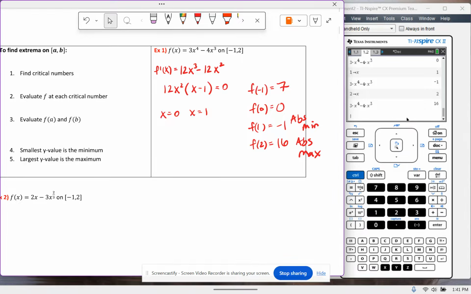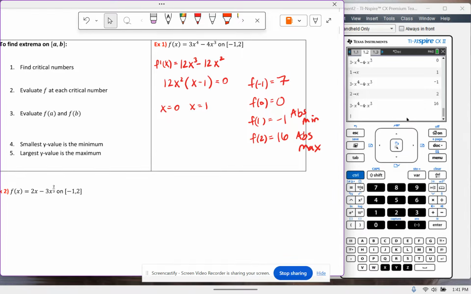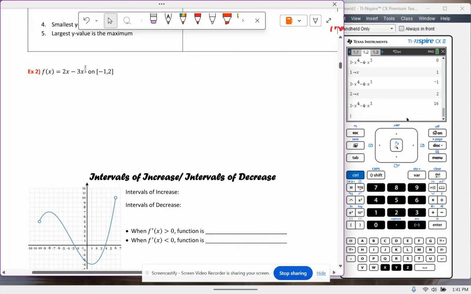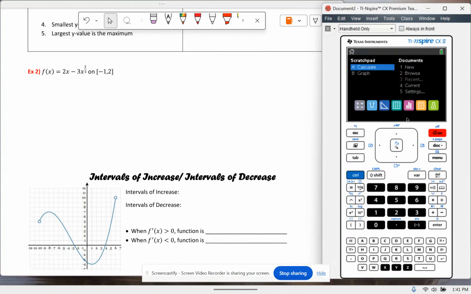You guys have located your critical points. Now we are going to talk about intervals of increase and decrease in just another moment. Let's try this one. But before you try this one, I want you to do something funky.